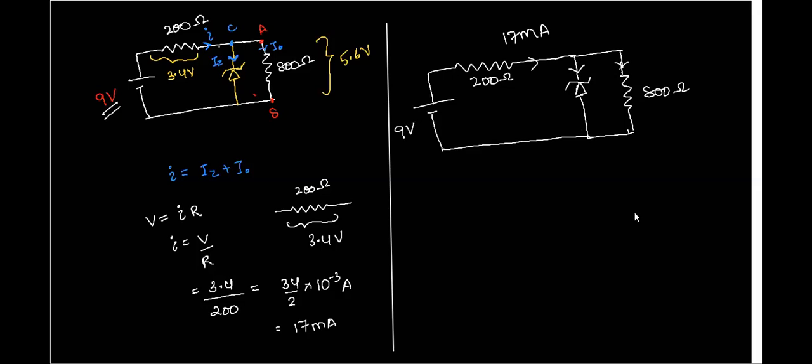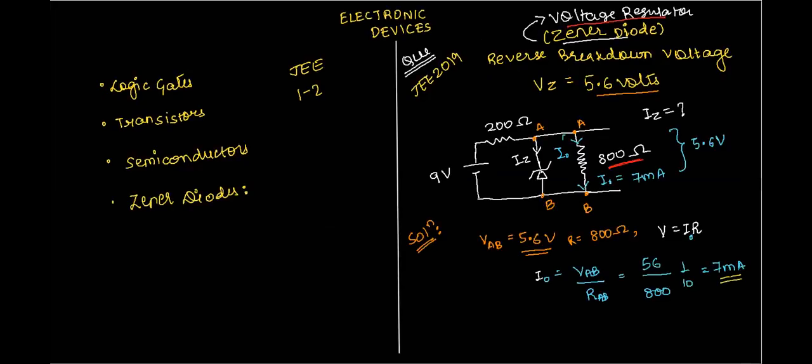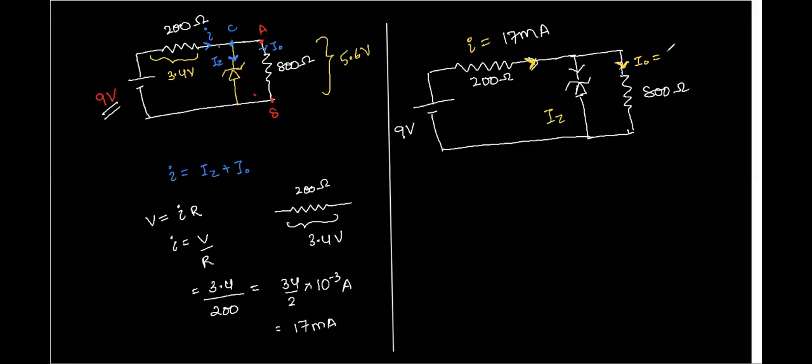So I can see that here in this branch with the Zener diode, we had assumed, or we were given in the question rather, that current is IZ. This was I, right? This current in the main branch, and here we had found that the current is 7 milliamperes. See here, I naught was 7 milliamperes.